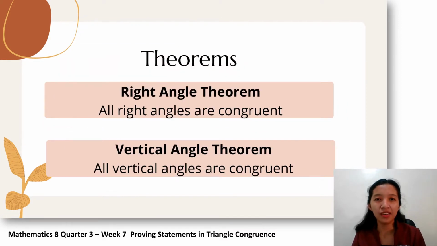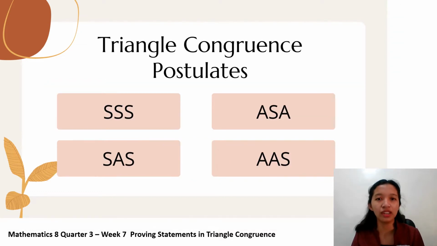Also, we have theorems that were part of your lesson that we will use to support statements in proving. We have the right angle theorem, which means that all right angles are congruent. Aside from that, we also have the vertical angle theorem, which states that all vertical angles are congruent. And aside from theorems, we also have the triangle congruence postulates: SSS, ASA, SAS, and AAS.